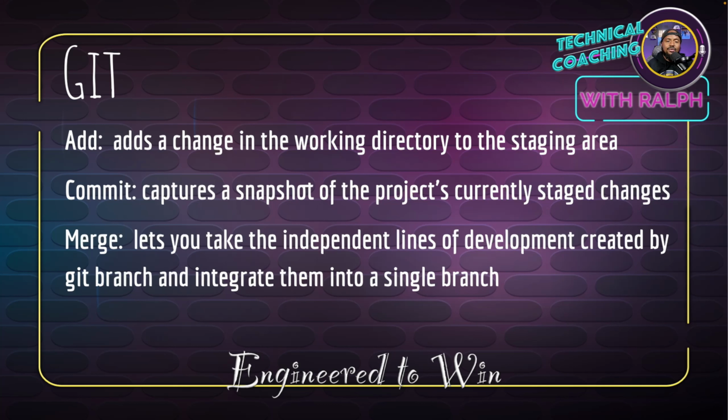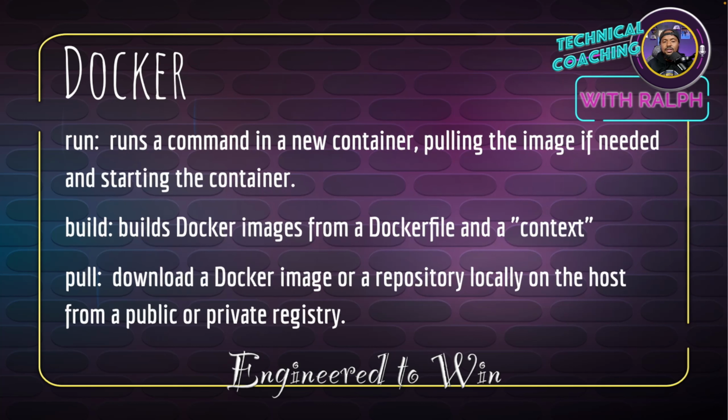So now if we go over into Docker, right? Very similar to what we're looking at for Git. Docker is the parent software, and under Docker, I think this is the one that I use the most, right? The Docker run command. It runs a command in a new container, pulling the image if it's needed, and it starts the container, so you can start using it and interact with it. You can log in, you can connect to it on the ports that are exposed, all of that good stuff, right? So that is what the Docker run command does.